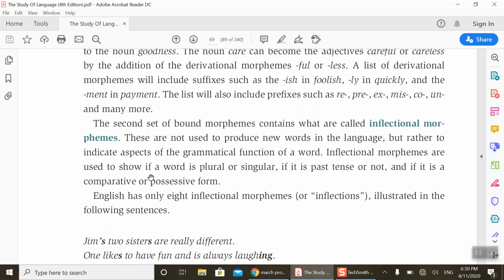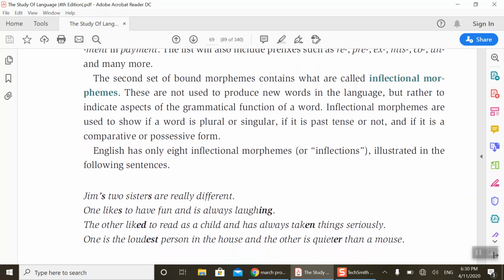Inflectional morphemes are used to show if a word is plural or singular, if it is past or not, and if it is comparative or possessive. In addition to that, they close off a word. There we said they don't close off, here they close off. For example, when we have the word play, we put -s: plays. Does it close it or not? We cannot add another -ing. So they close off the word.